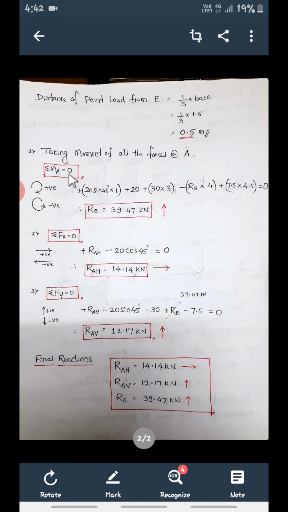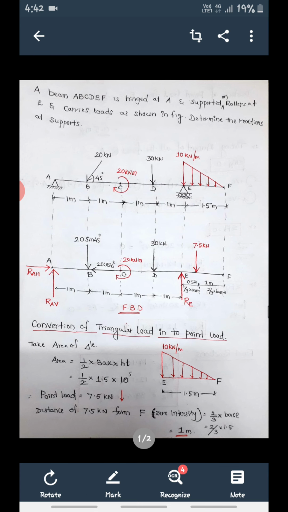Let us take the moment of all the forces about A. Now remember one more important thing, as we have already discussed, when you are taking the moment equation, you have to take the moment always at any one support. Now where is the support here? At A and at E. So either you can take MA is equal to 0 or ME is equal to 0. Don't take the moment at this point or moment at F. So either you have to take moment at any one support.